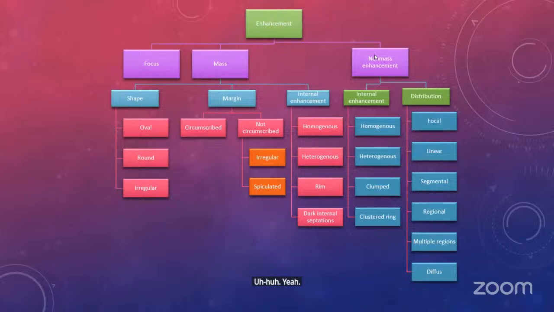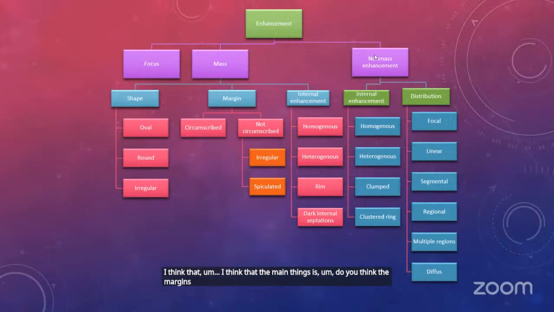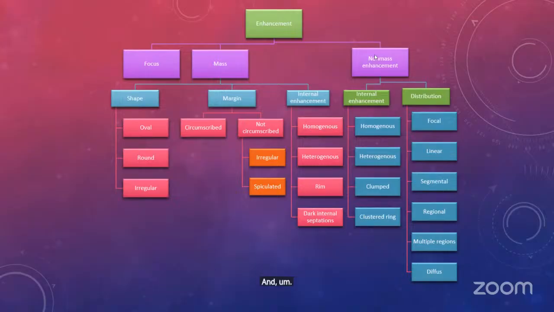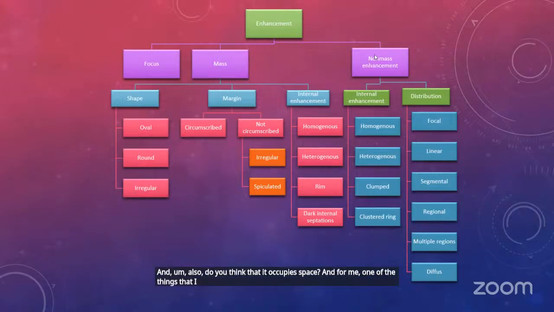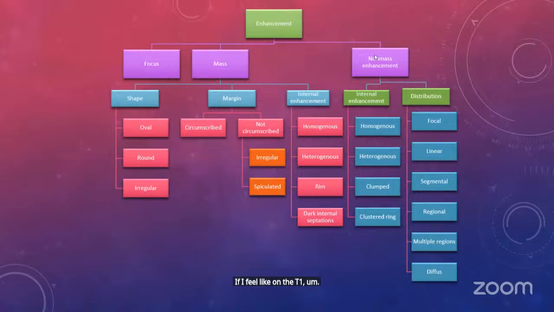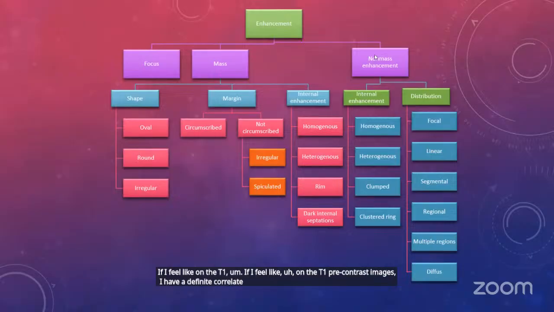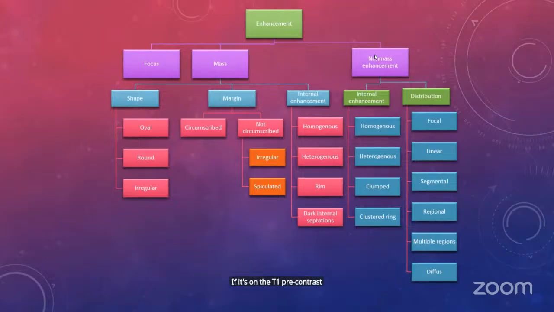Yeah. So I think the main things are: do you think the margins are primarily complex, and also do you think that it occupies space? One of the things that helps me decide if it occupies space is I go to the T1 pre-contrast images. If I feel like on the T1 pre-contrast images I have a definite correlate, I'm more likely to call it a mass than a non-mass enhancement, because to me, it's on the T1 pre-contrast, and it's occupying space.